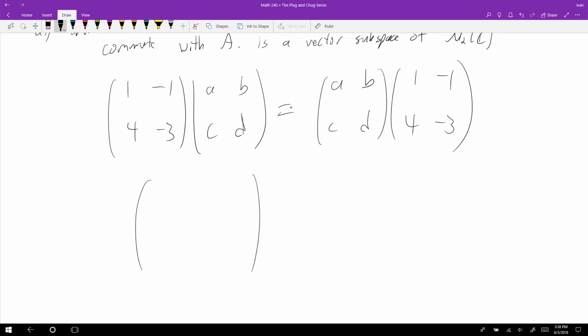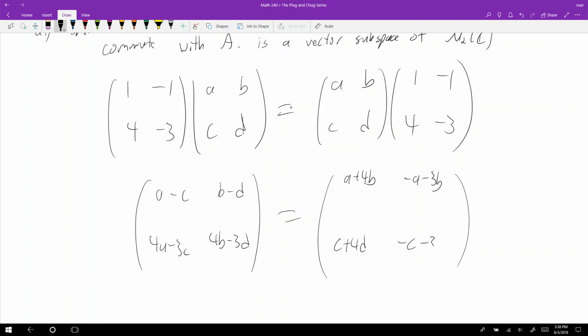So what do we get? We get A minus C, and then B minus D, and then 4A minus 3C, 4B minus 3D. Okay. The next part on the right hand side, we get A plus 4B, negative A minus 3B, C plus 4D, negative C minus 3D.